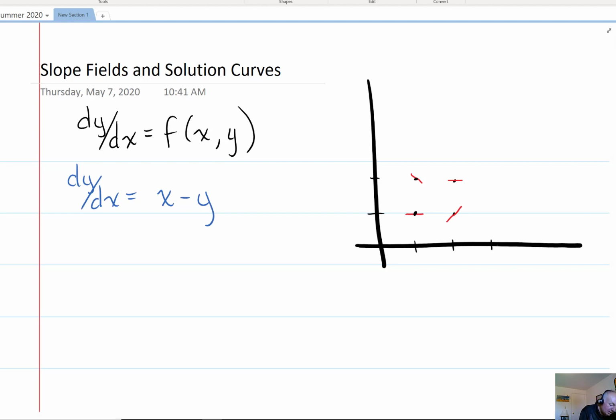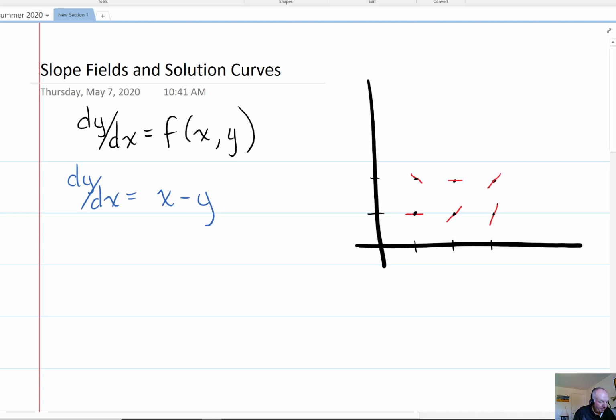At the point 3, 1, it's going to be 3 minus 1, so the slope will be 2. I always use the 45-degree line. There's the slope of 1. So 2 is going to be steeper than that, roughly speaking. Let's just do one more. This is the point 3, 2. So over 3, up 2. The slope will be 3 minus 2, which is 1. And so there's just 6 entries in this slope field.